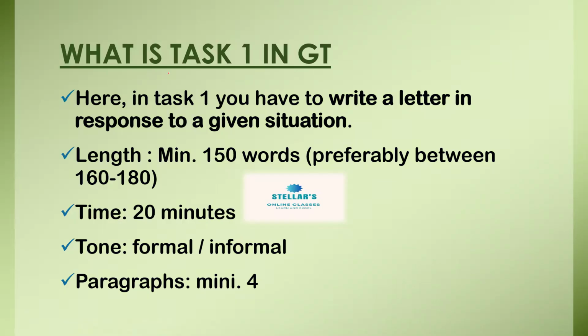Firstly, we will discuss what writing task 1 in GT is. Here in writing task 1, you have to write a letter in response to a given situation. The length of the task is a minimum of 150 words, but preferably you should write between 160 to 180 words so that the repetition of words, etc., can be avoided. The time you can spend on this task is 20 minutes.